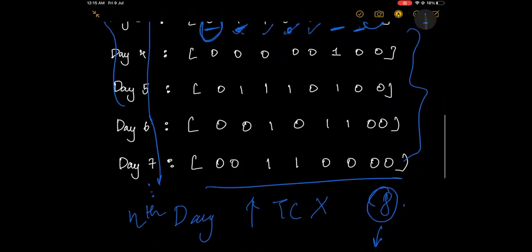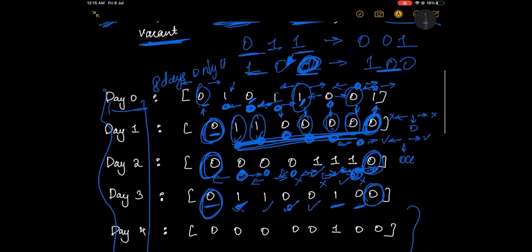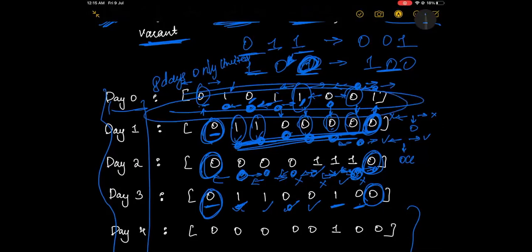For that, we understand that there are only 8 days, and there will be only a limited number of patterns that we can come through these combinations of days. Okay, so therefore we know that some things will repeat.